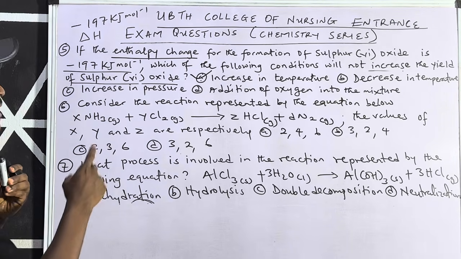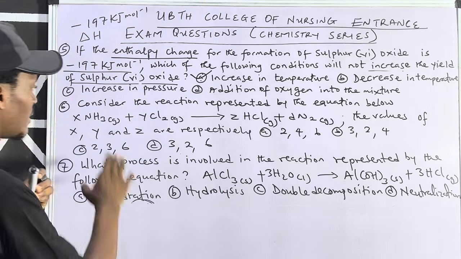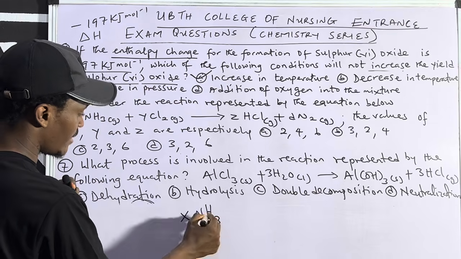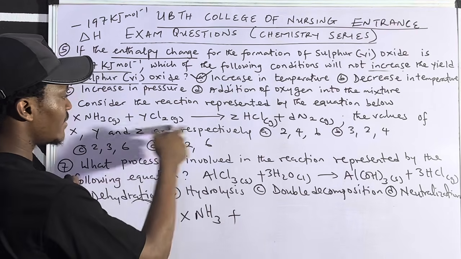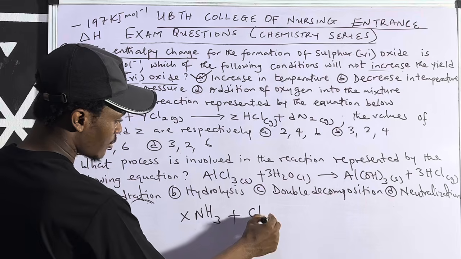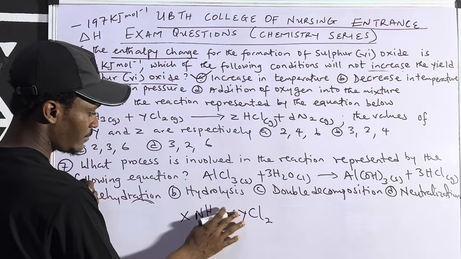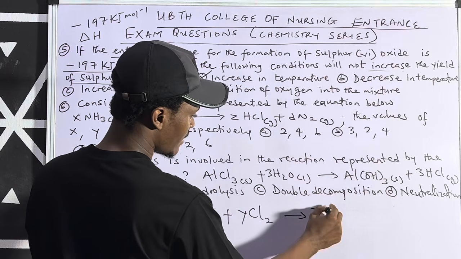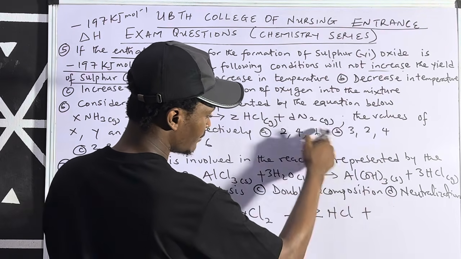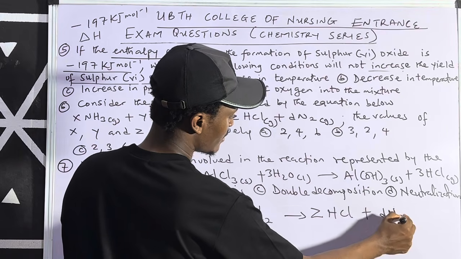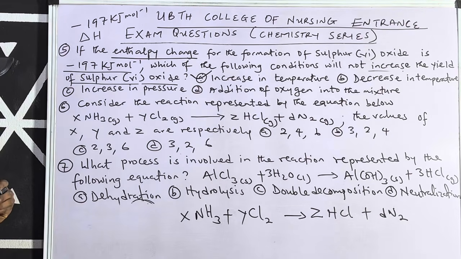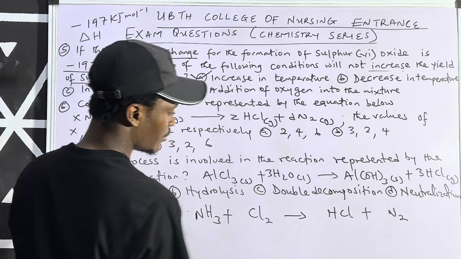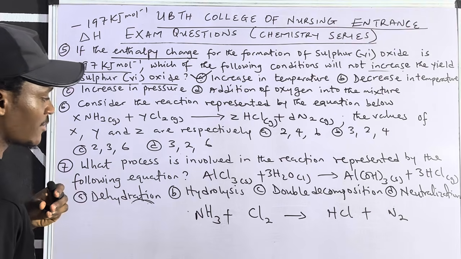Question 6, consider the reaction represented by the equation below. This is the equation. So let me write out the equation. X NH3, I will just neglect the state of matter, Cl2, then Y, then to produce ZHCl and DN2. So how do we balance this? Let me just remove all this, not to interfere. How do we balance this reaction?